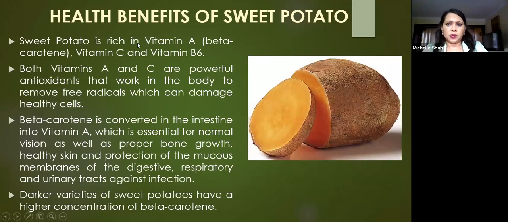The health benefits of sweet potato. It is rich in vitamin A, vitamin C, and B6. Both vitamins A and C are powerful antioxidants that work in the body to remove free radicals that can damage healthy cells. Beta carotene is converted in the intestine into vitamin A, which is essential for normal vision as well as proper bone growth, healthy skin, and protection of mucous membranes in the digestive, respiratory, and urinary tracts against infection. Darker varieties of sweet potato have higher concentration of beta carotene.